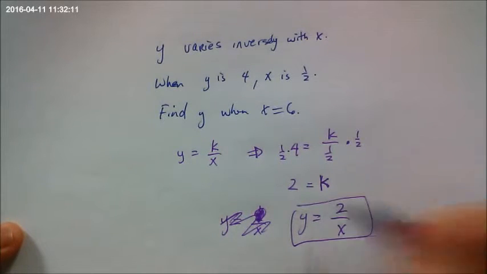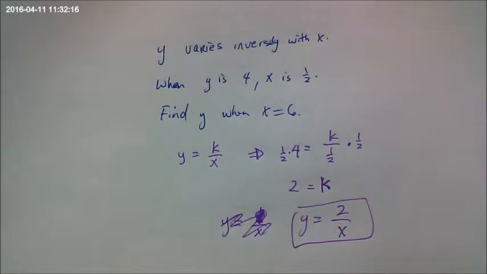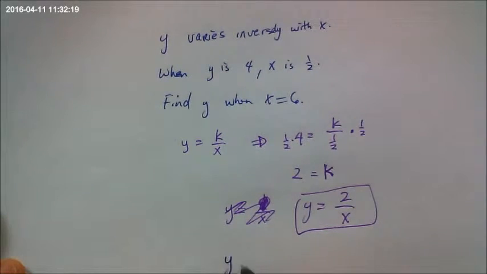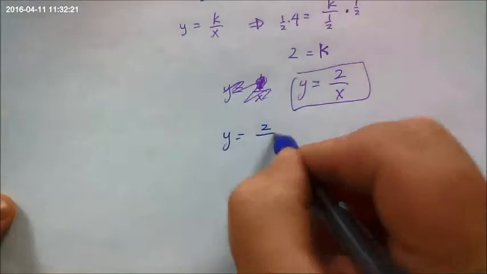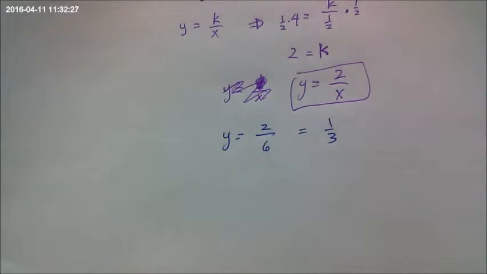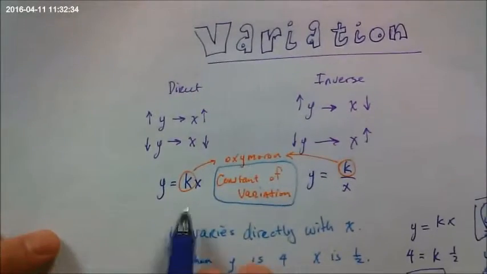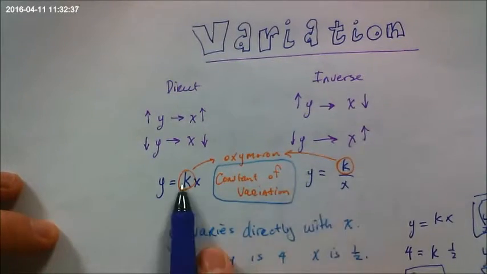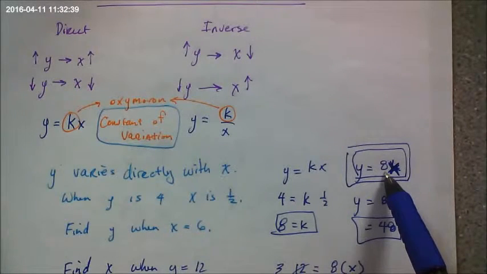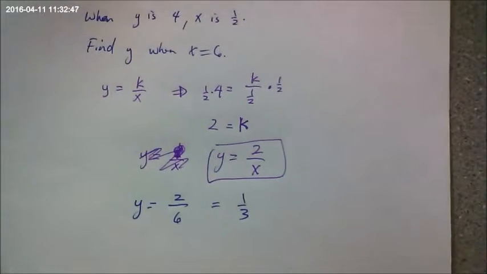This formula you have to get. You solve for k and you plug it into this thing right here. Now find y when x is 6: y equals 2 divided by 6, so that's 1/3. Pretty simple, straightforward. What students struggle with is that they don't start off with these formulas. They don't come up with this relationship, this equation, and because they don't, they can't plug the numbers in and solve for whatever it tells them to solve for.